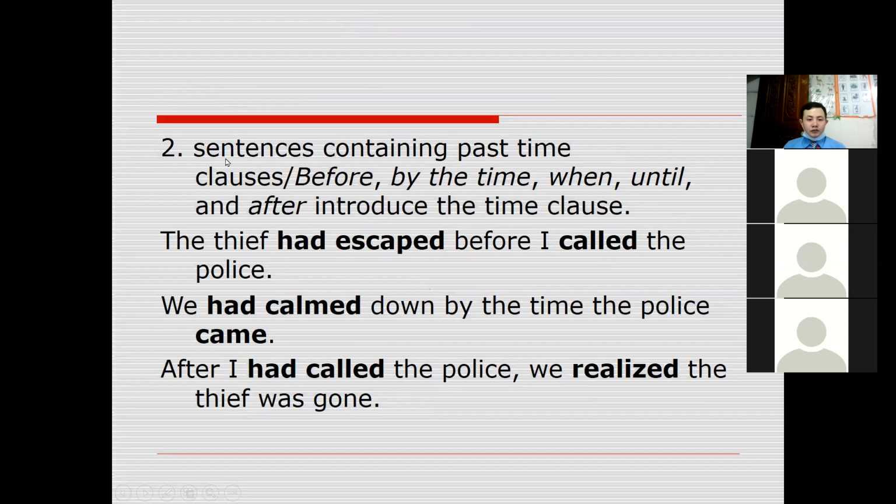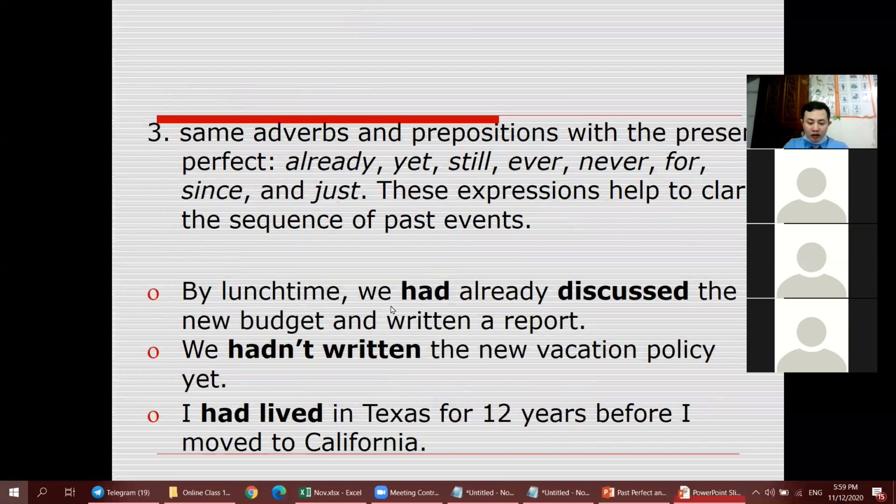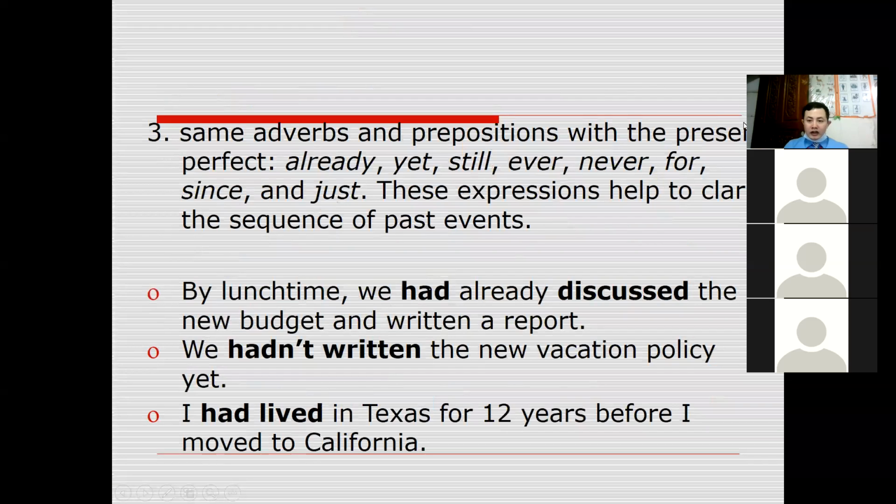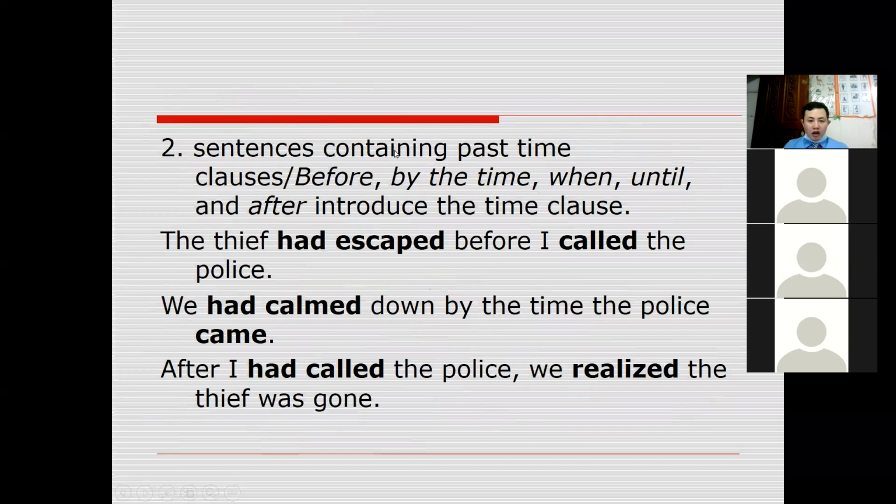We said what? Sentences contain a past time clause, and before, by the time, when, until, and after introduce the time clause. So keep in mind that when you see all these words, before, by the time, when, until, and after, the sentence always contains the past perfect. But it doesn't mean that when you see these words, they use the past perfect directly. No, right? Just keep in mind that it contains the past perfect, not used with past perfect.